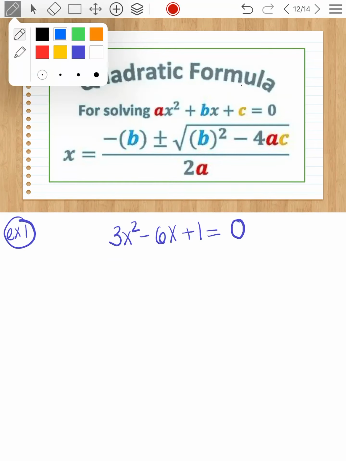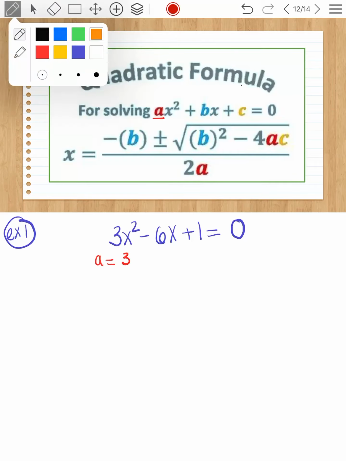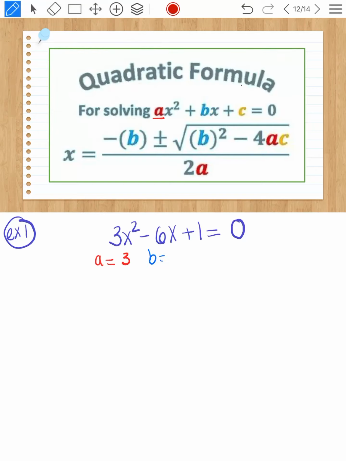Once we have them equal to 0, we're going to determine what our A, our B, and our C value is. Our A comes from the coefficient in front of x squared, which in my problem here is 3. Our B comes from the coefficient in front of x, which would be -6, not just 6. And our C value comes from the constant at the end of our problem, which in this case is +1.